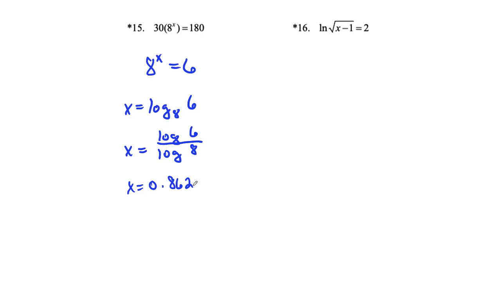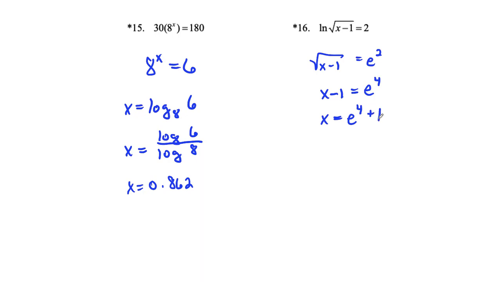All right, number 16, again, asterisk problem, calculator part of the test. Take a look. First thing we're going to do, I want to switch this into exponential form, so that's going to give me the square root of x minus 1 is equal to e to the second power. Now I'm going to need to square both sides so I can get rid of this radical sign, right? So that's going to give me x minus 1 equals e squared, quantity squared, which is e to the fourth power. And then I'll add 1 to both sides. x equals e to the fourth power plus 1.